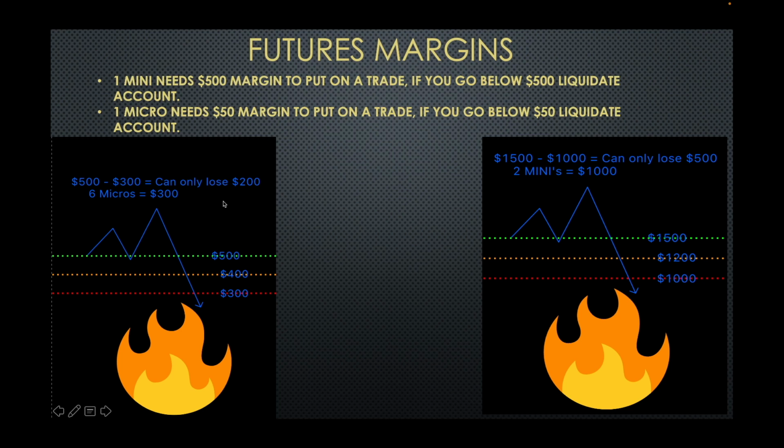And then you could go to trading, or you could go down to trading 1 mini or switch over to micros. Because with 1 mini, you'd have $500, you could trade. So that's where the whole idea of futures, you can lose your whole account, comes in. It deals with that margin.